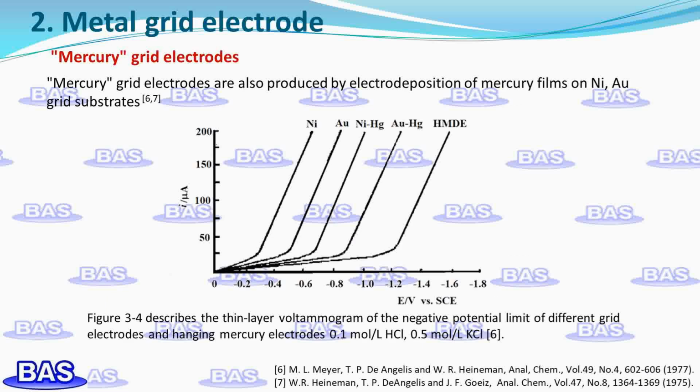The mercury grid electrode is also produced by electrodeposition of mercury film on the nickel and gold grid substrate. Figure 3.4 is a thin layer current potential curve describing the negative potential limit of different grid electrodes and hanging mercury drop electrode. Since the mercury film slowly dissolves the gold substrate and produces gold amalgam on the electrode surface, in order to maintain the maximum hydrogen overvoltage, the grid electrode must be replated daily. One gold grid electrode can withstand 10 to 30 mercury platings.